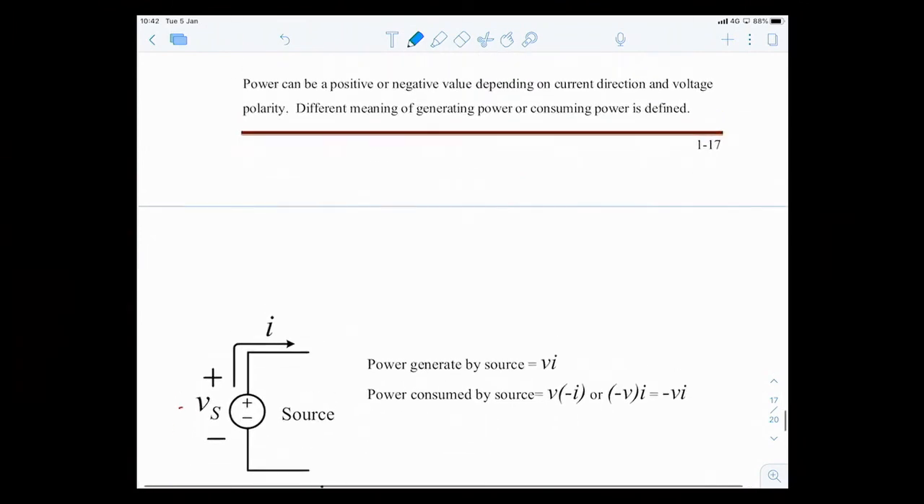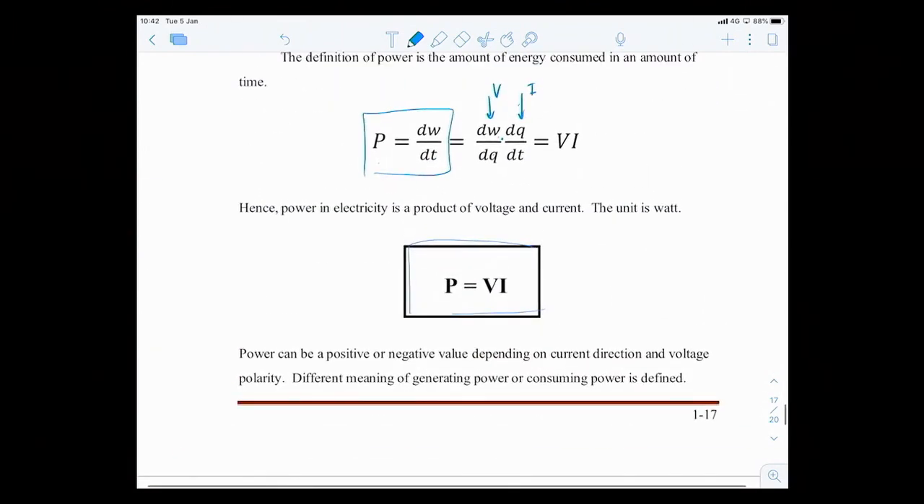Of course, this V times I normally means that V is the potential difference across wherever we want to find the power, and the current I is the current passing through that item that you want to find the power for.